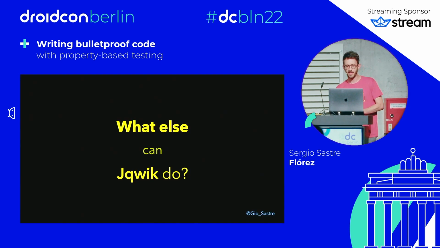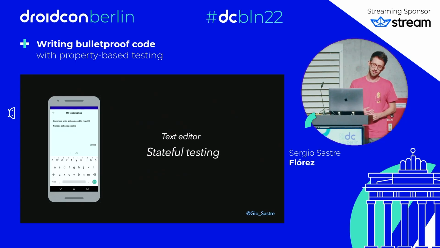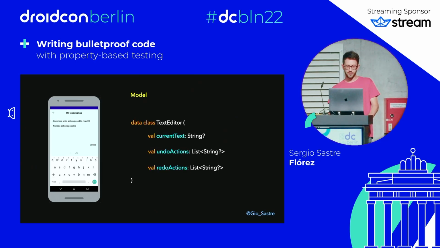So what else can jqwik do? There is also something that I find very interesting, called stateful testing. Still not available in Codex, but it is coming in the next release. In order to explain that, I'm going to use the text editor example that I mentioned before. First of all, we have our model that contains the current text, the one displayed on the screen, and then a list of undo and redo actions that contain the text to be displayed when we undo or redo something.